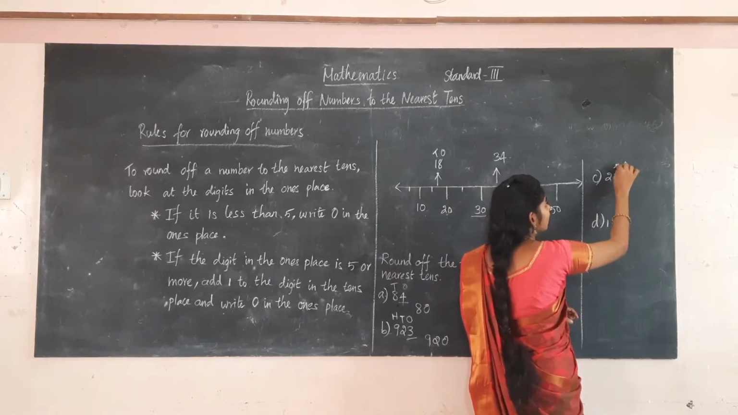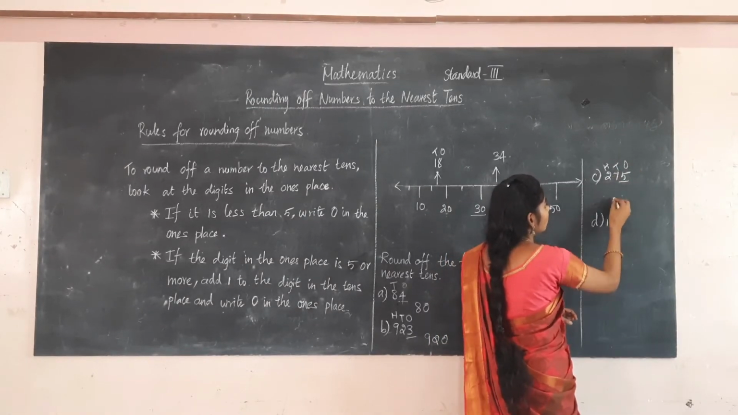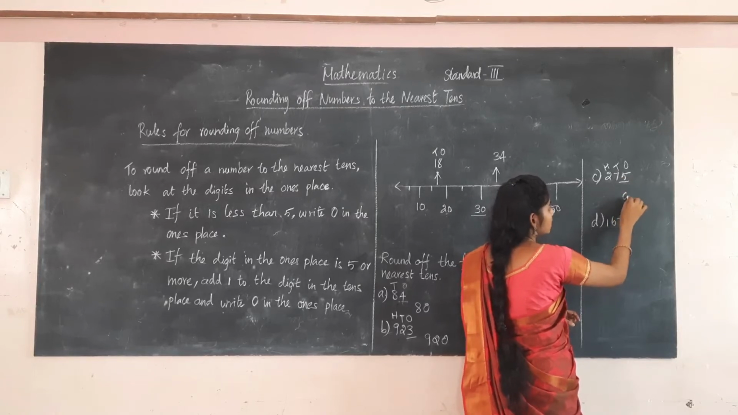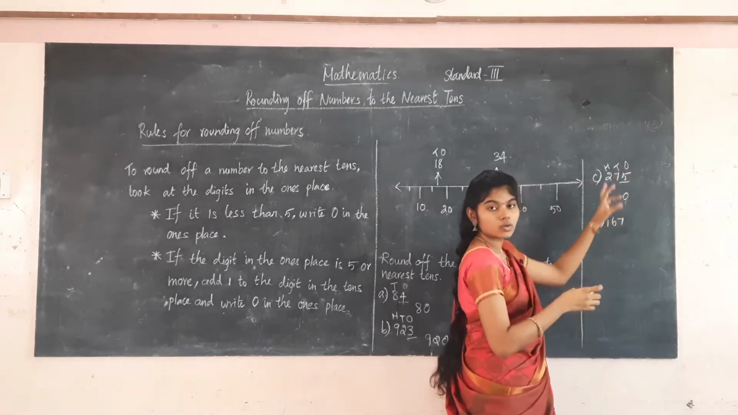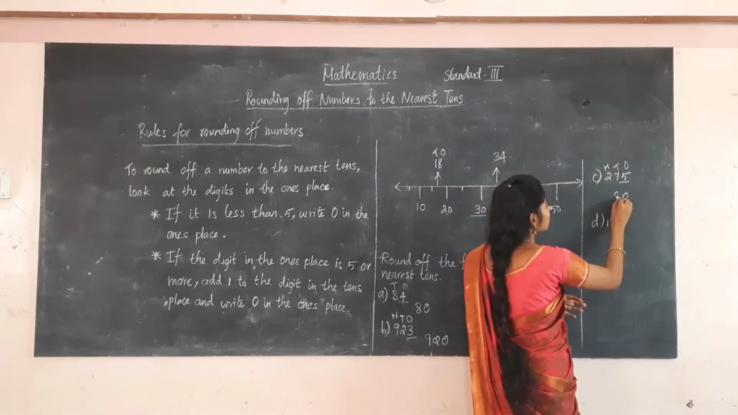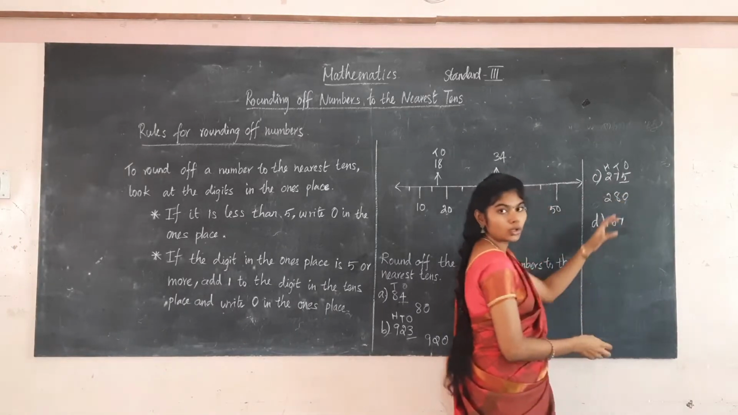We have to add 1 in the tens place and 0 in the ones place. So this is ones, tens and hundreds. So in the ones place we will be writing 0. In the tens place you will add 1. So 7 plus 1 is 8. So 280 is the rounding off number.